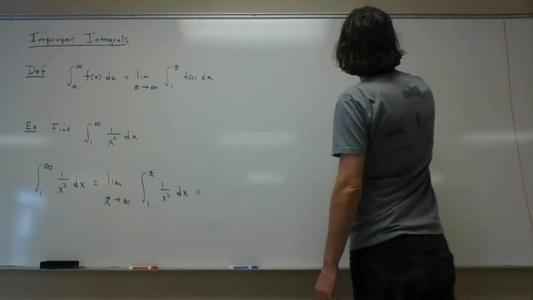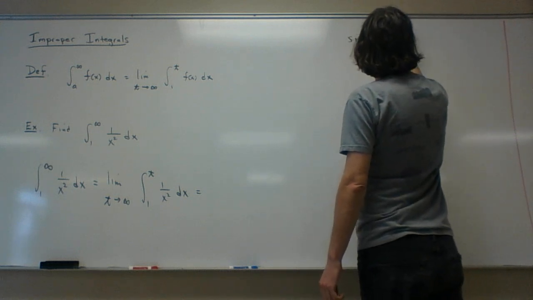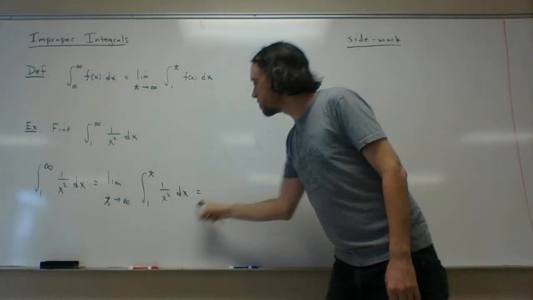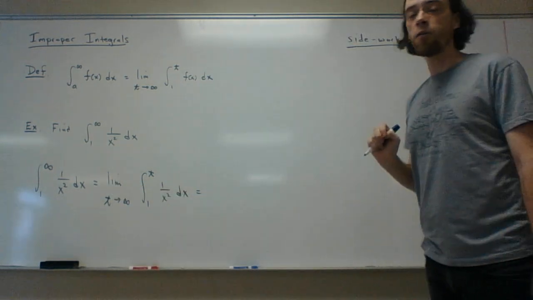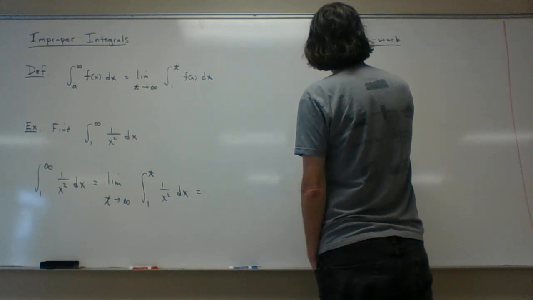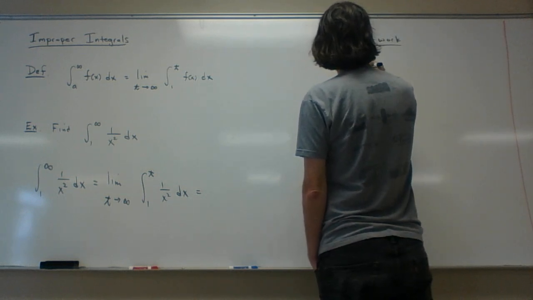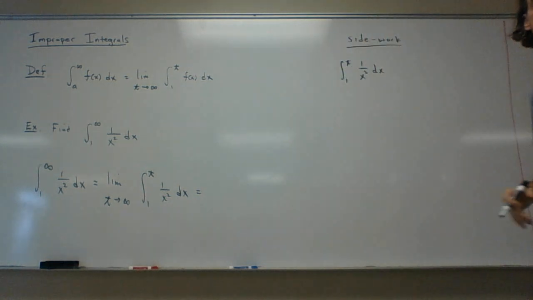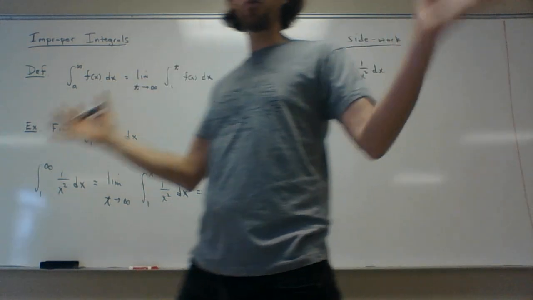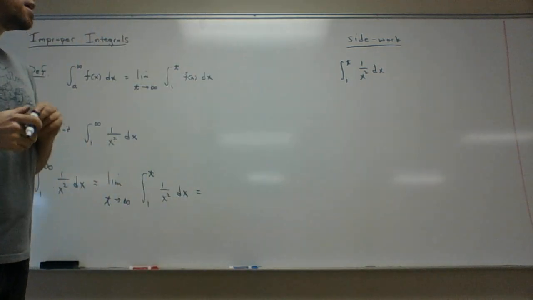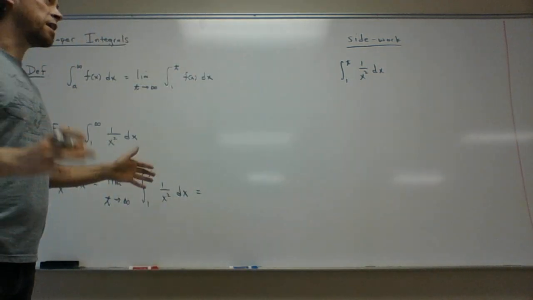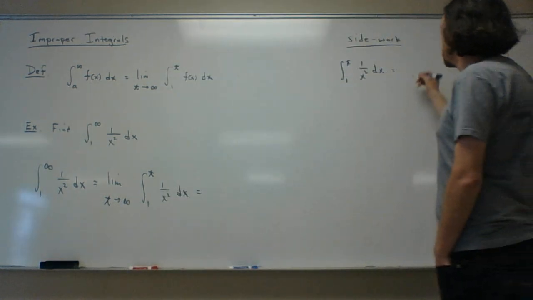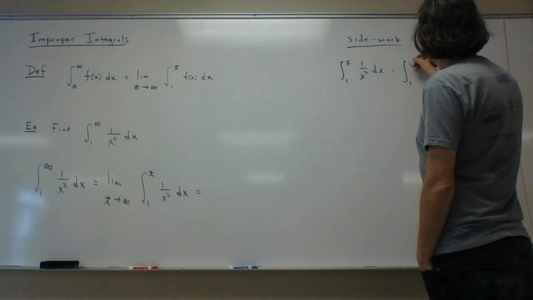And so our side work is we're just going to look at the integral part of this expression and leave the limit out for the moment. So we'll look at the integral from 1 to t of 1 over x squared dx. And here we're just thinking of t as just some random number, just like with any old integral. And so what we'll do here is just the way we did the previous example.